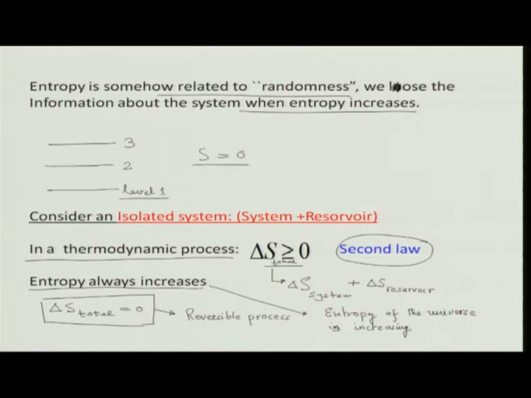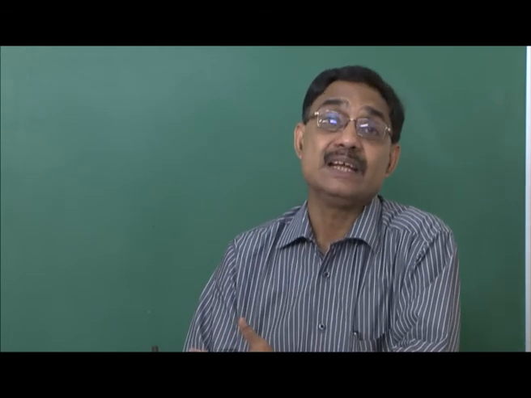This is what is implied here, which means if you consider the universe to be an isolated system, there are plenty of processes which generate entropy, but entropy cannot be dissipated, and hence the total entropy of the universe is always increasing.